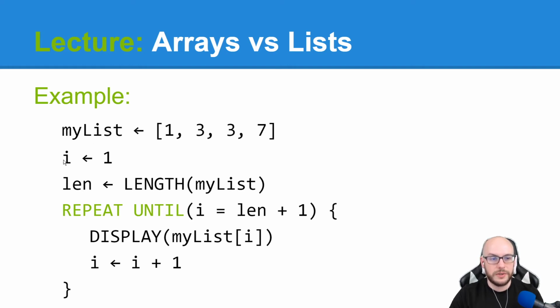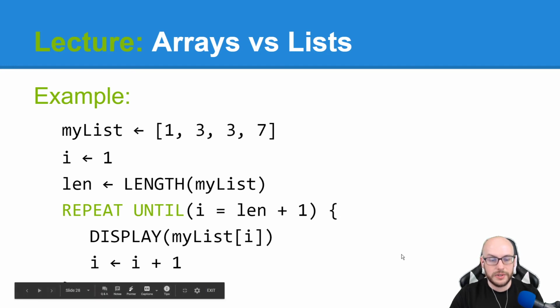Here we have our list. We have I starting at 1. We, again, pull in our length to a variable to clean it up, and we'll repeat until I is equal to len plus 1, until I is out of bounds, basically. Because remember, len, our length, is still in bounds. Index 4 is right here with this 7. So we will repeat until I is out of bounds, 1 more than our length. Again, just displaying the contents of array, increasing I by 1 each iteration.